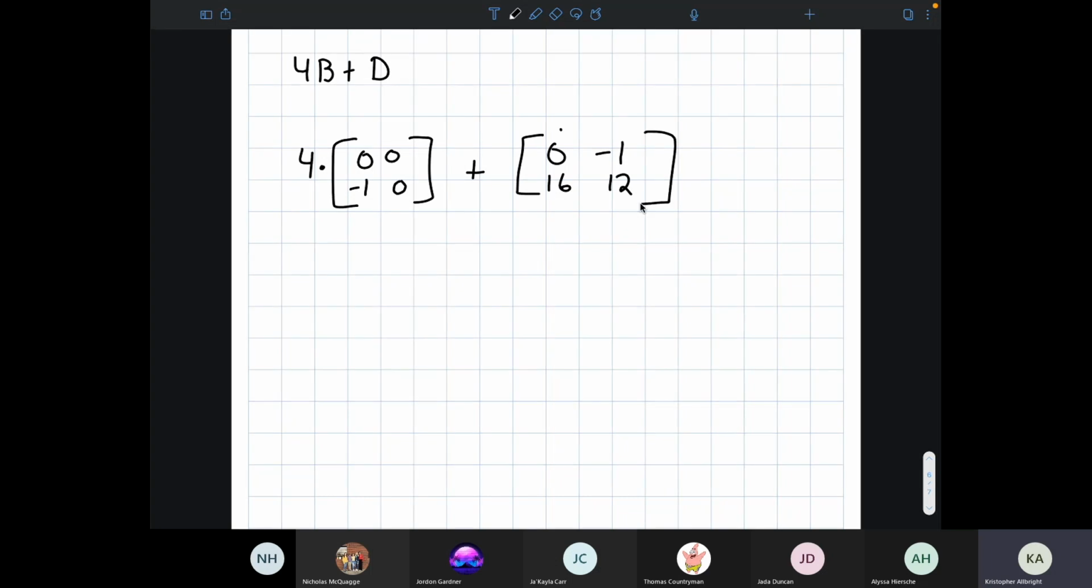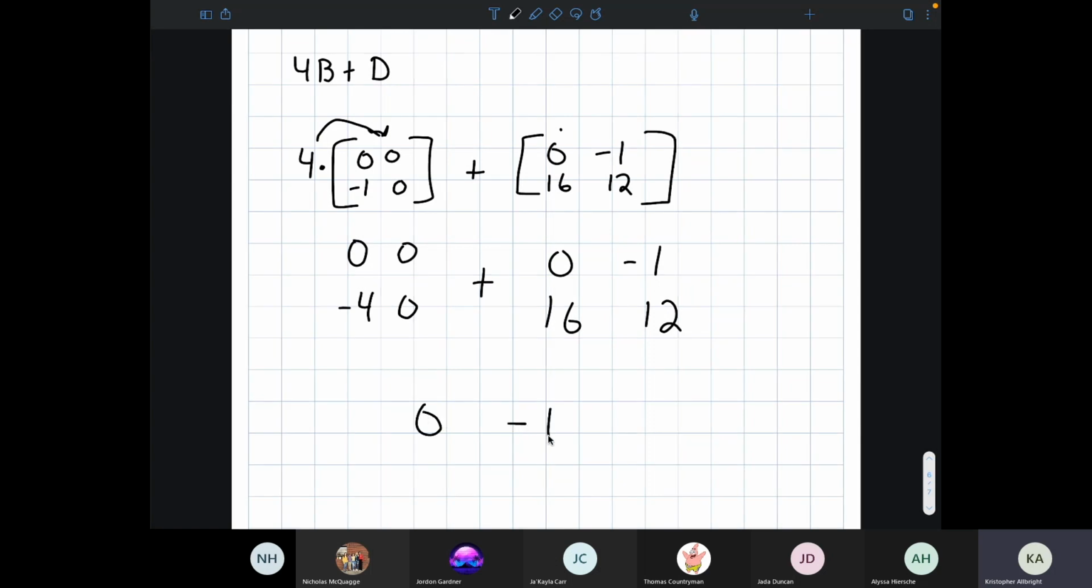Okay, so if we do 4B plus D, first thing we need to do is multiply, just like normal, we do PEMDAS, because we're multiplying by this 4. So we get 0, 0, negative 4, 0. And then we add 0, negative 1, 16, 12. I'm not drawing the borders just to make it a little quicker. So we add across, we get 0, negative 1, 12, 12. Answer.